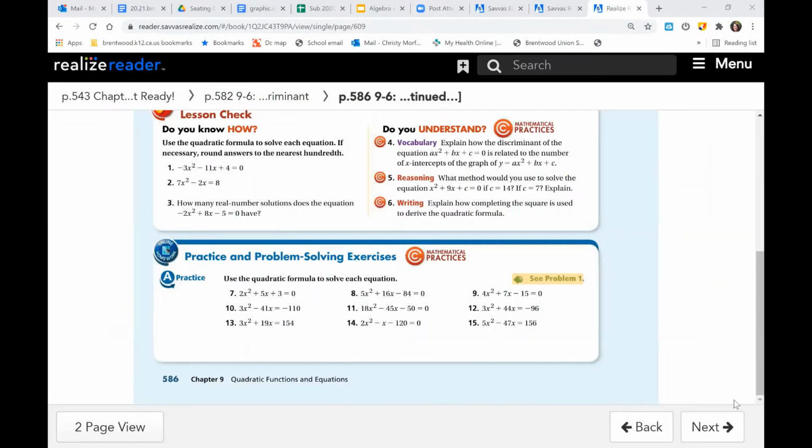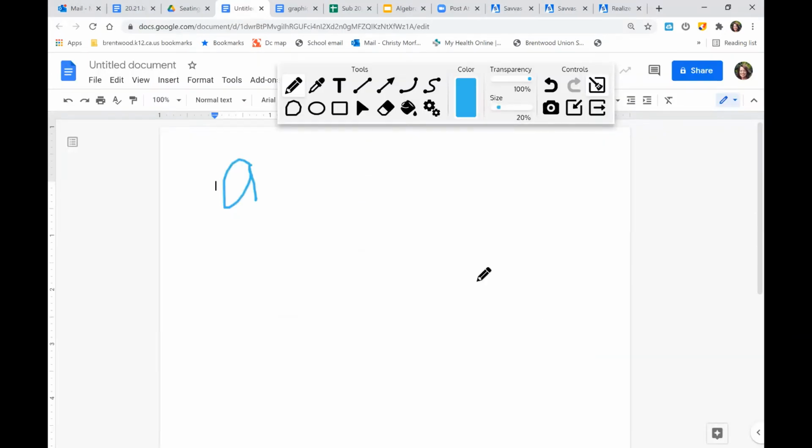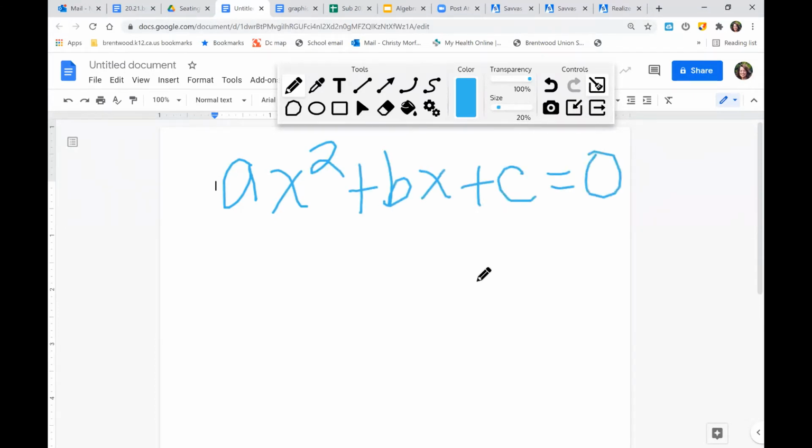All right, then we're going to start out with number 15. So it is ax squared plus bx plus c equals 0. That's not the quadratic formula. That's the basic standard equation of a quadratic. Ax squared plus bx plus c.